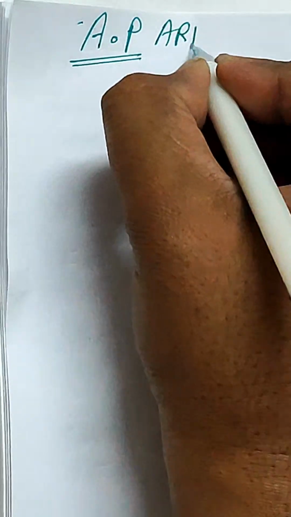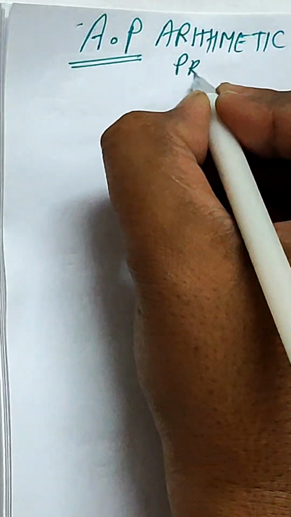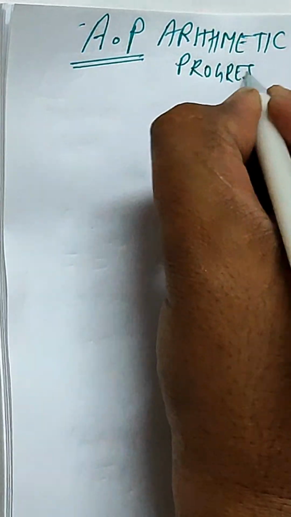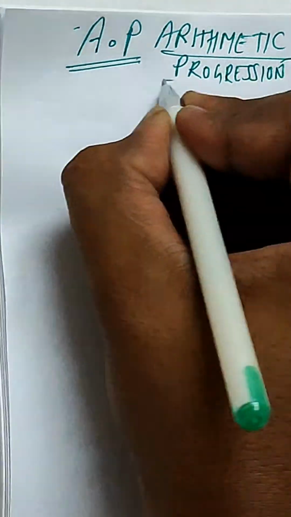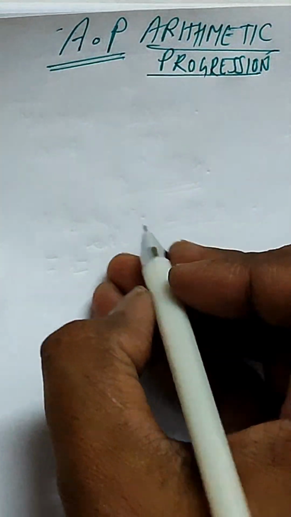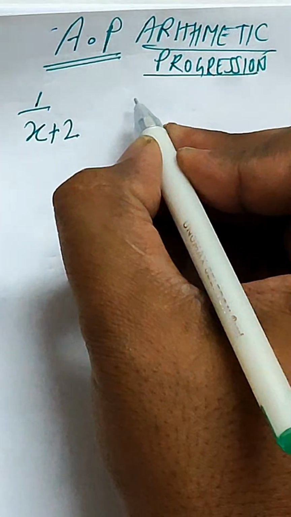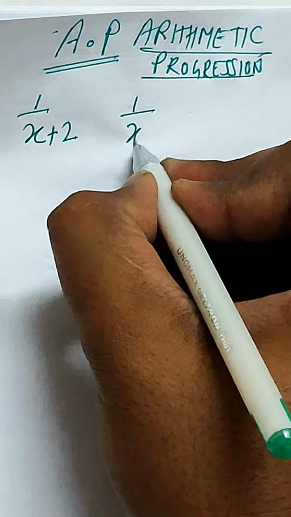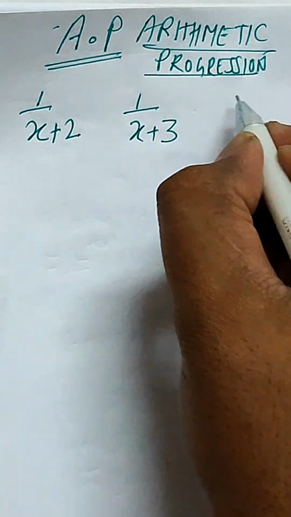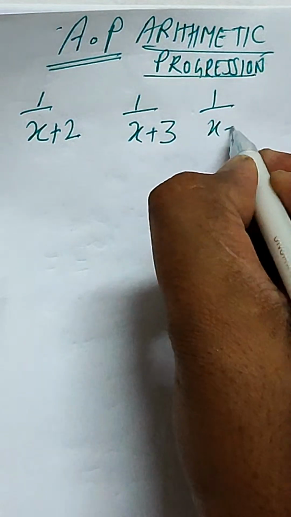I think it's better visible now. This is an arithmetic progression where three terms of that progression are given to you. And what are those three terms? Those three terms are 1 by x plus 2, and the second term is 1 by x plus 3, and the third term is 1 by x plus 5.